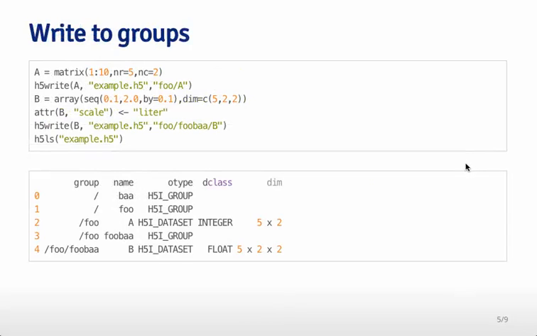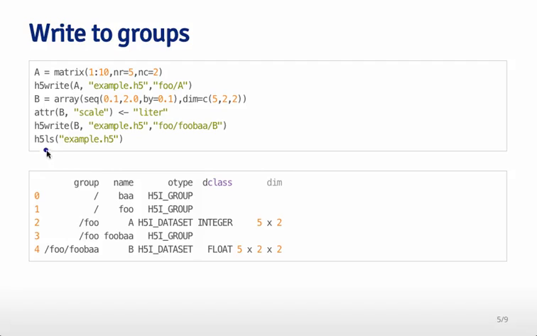Then we can write to the specific groups. For example, we can create a matrix A, and then we can use the h5 write command to write that matrix to a particular group. Again, this is the file that we're looking at, and this is the group within that file. We don't have to write just matrices, we can write multidimensional arrays. For example, here's a multidimensional array. We can add attributes, so we can give it metadata like this, the leader attribute, which is about the units. And then we can again use the h5 write command to write this array to a particular subgroup.